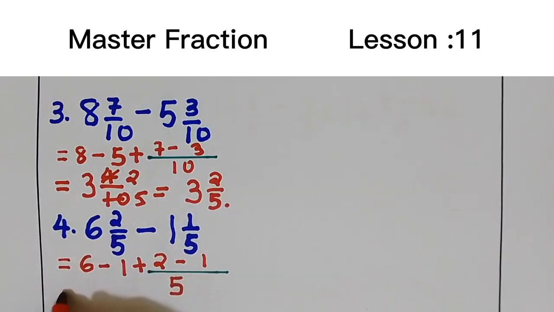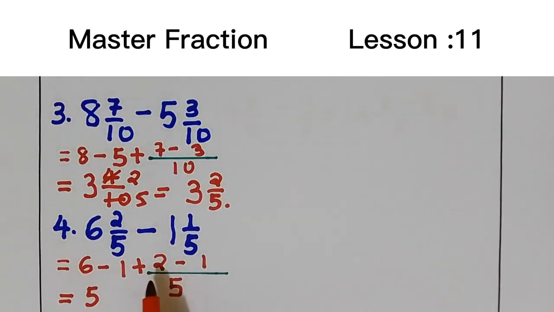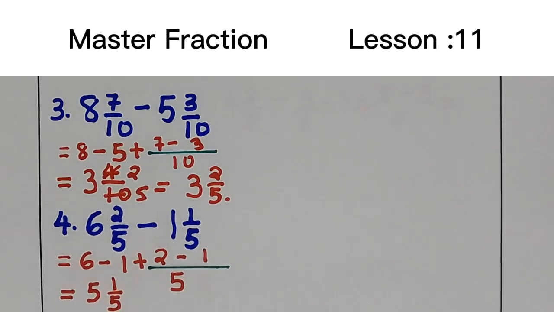This will be equal to 6, take away 1, remain with 5. 2, take away 1, remain 1 over 5. We can't simplify this further, so this is our answer.